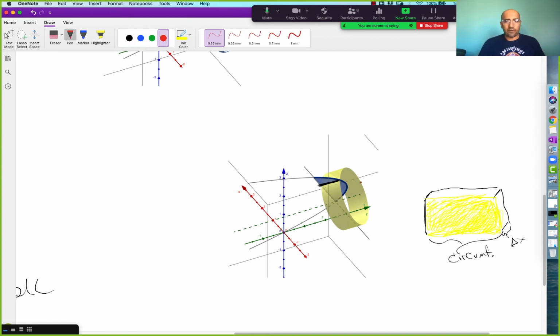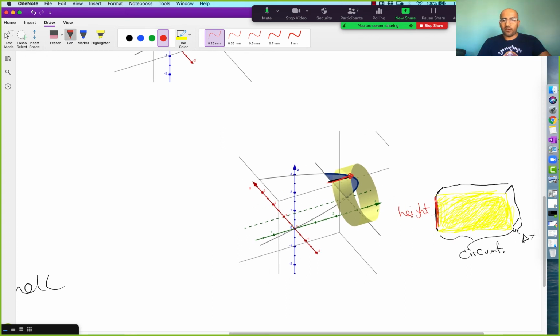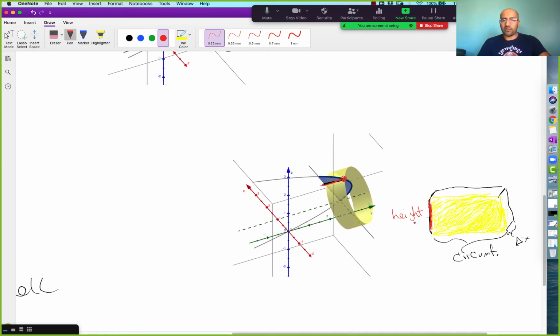Let's put it in a different color. This red right here is kind of like this red right there, and this is going to be the height, the difference between this function, the parabola, and the line. So it's really equal to the parabola value minus the 3. So this is the height, and this is the circumference. So the volume of one shell is going to be equal to the thickness times the circumference times the height.